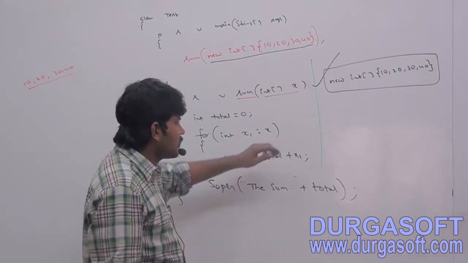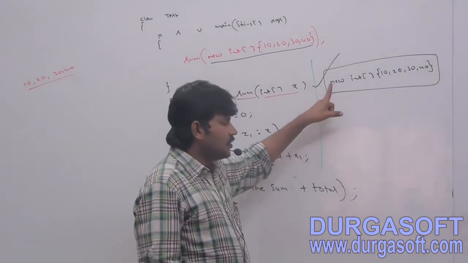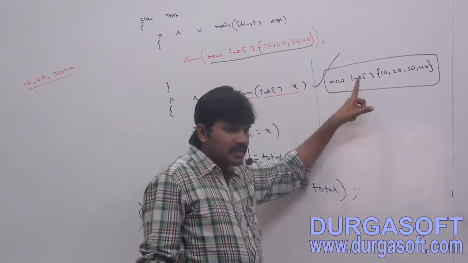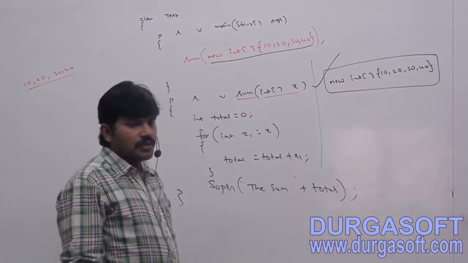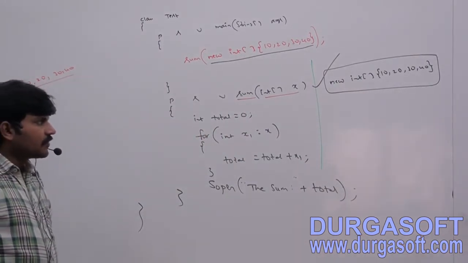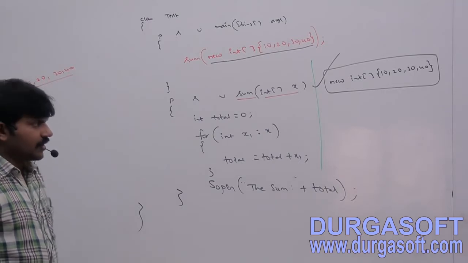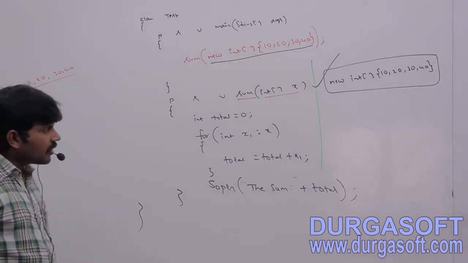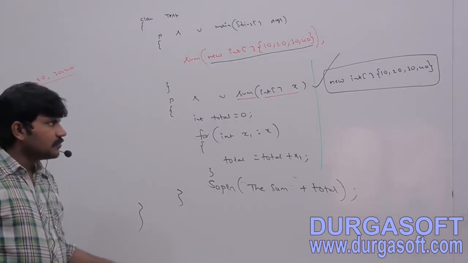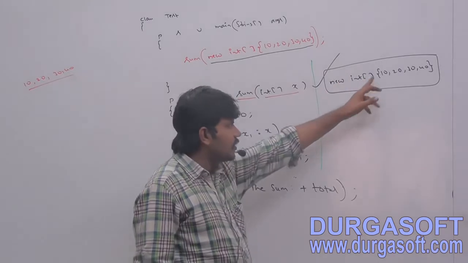We can create an anonymous array as follows. Take this one: new int array of 10, 20, 30, 40. Like this. New int array 10, 20, 30, 40.